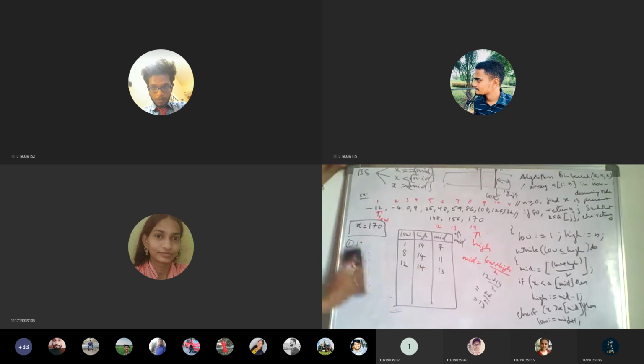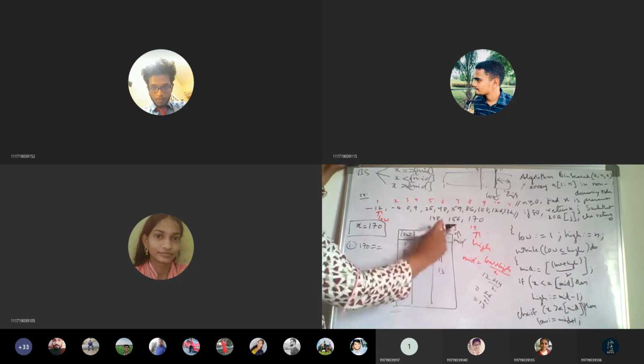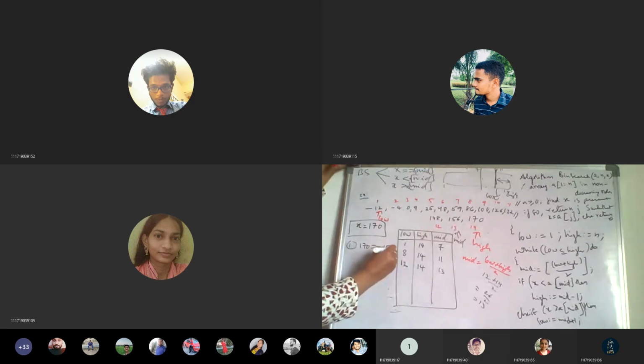Let's check once again. The first condition: is X equal to A of mid? Is 170 equal to A of mid? Mid is 13, so at the 13th position, what is the value? 156. So it's not true. Next one, X less than A of mid: is 170 less than 156? No. And third one, 170 greater than 156? It is true.